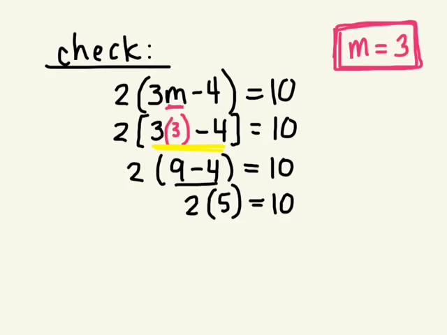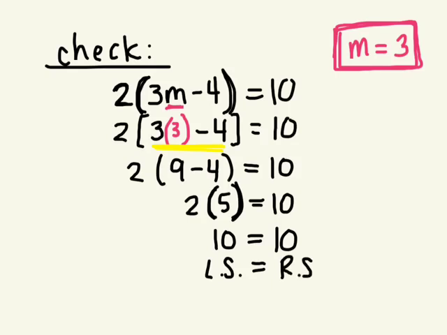9 take away 4 is 5. And the original question still had 2 times whatever you find in your bracket. So 2 times 5. What's 2 times 5? Yeah, 10 equals 10. Do both sides of the equation balance? Are they equal? Yes, the left side is equal to the right side. Therefore, our solution, when we said m is equal to 3, it works.